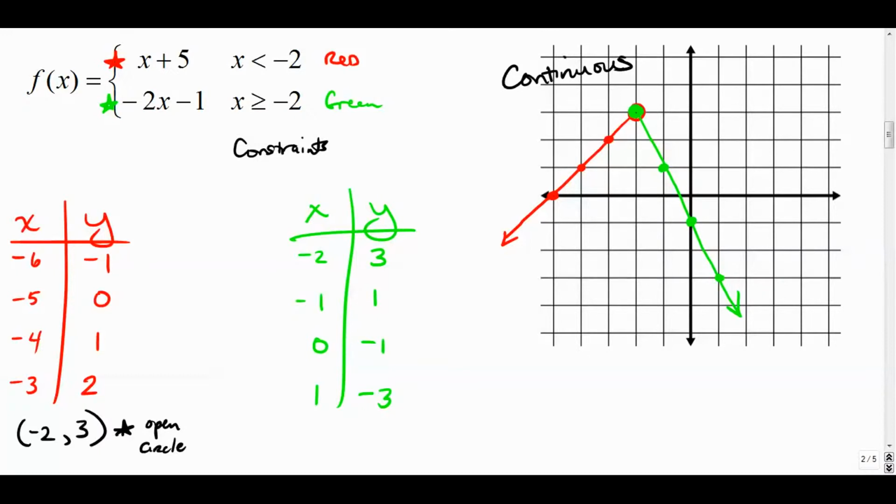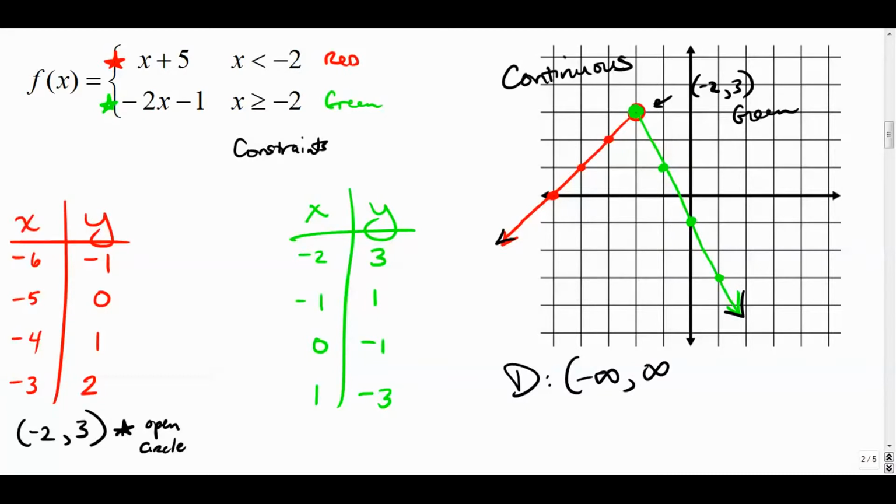And it has a maximum value. The maximum value here is -2, 3. That's defined by the green function, not the red. The domain of this would be everything, from -infinity to +infinity.